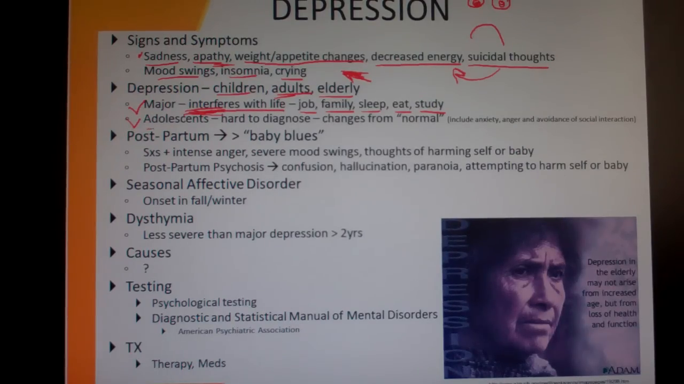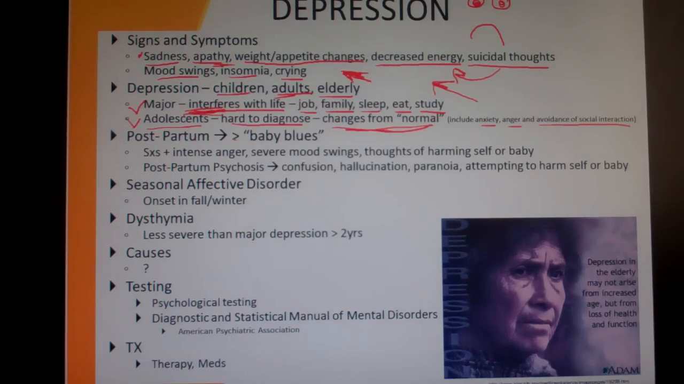Having said that, with adolescents or teenagers, it's very hard to diagnose what is normal or what's changed from normal, because, let's be honest, you get a lot of this in teenagers, whether they're depressed or not. So, anxiety, anger, avoidance of social interaction, some big red flags even for teenagers.